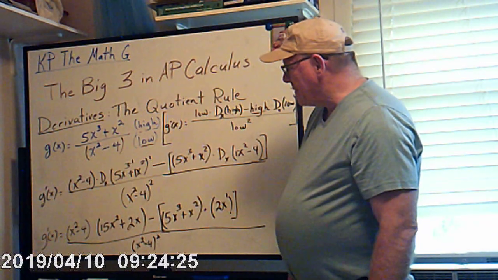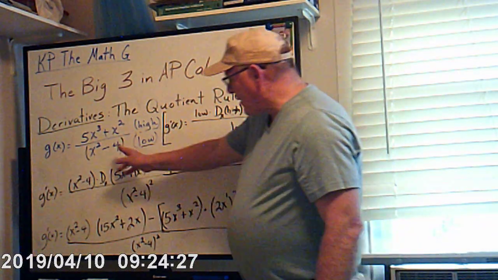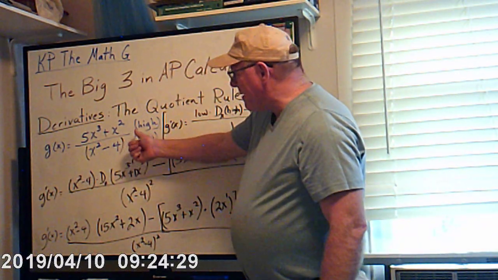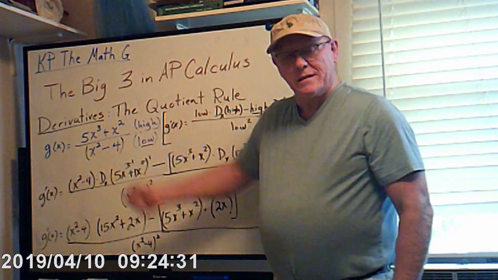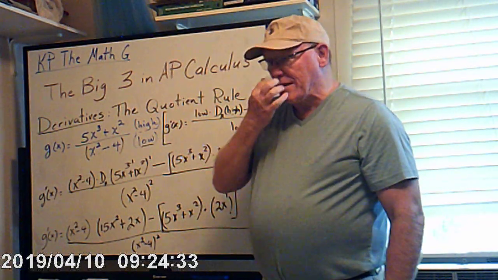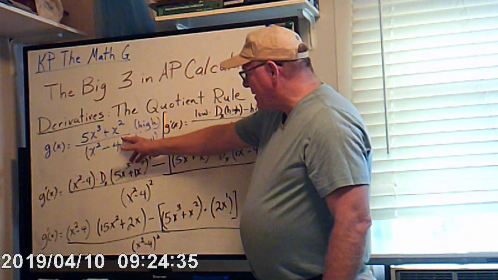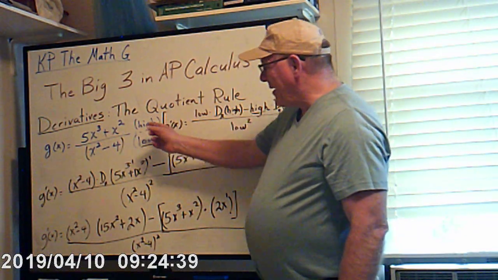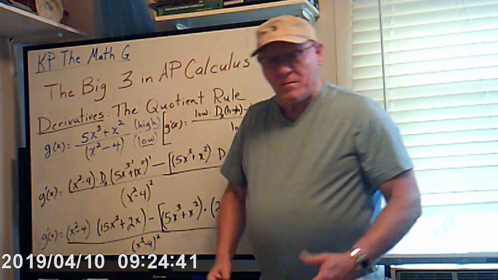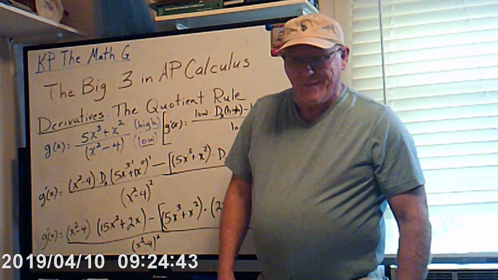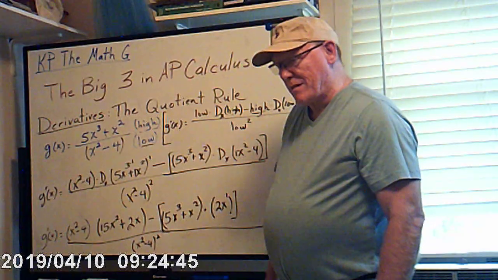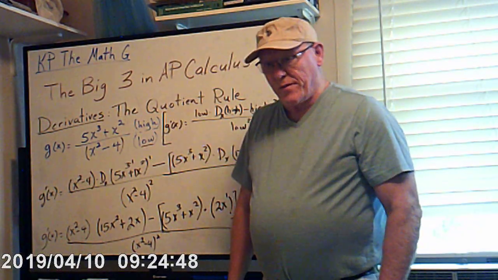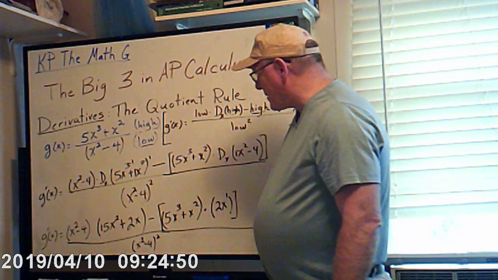Quotient rule. This is a quotient. And there are times when the denominator can be brought up to the numerator. Okay, say it has an exponent of 5. You can put a negative 5 up here, and then you can make a product rule. A lot of people like the product rule better than the quotient rule. But I did want to show the idea behind the quotient rule.